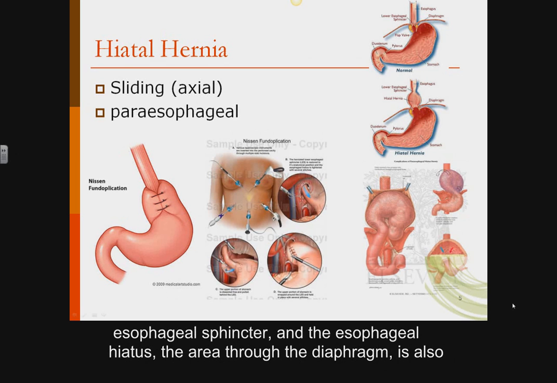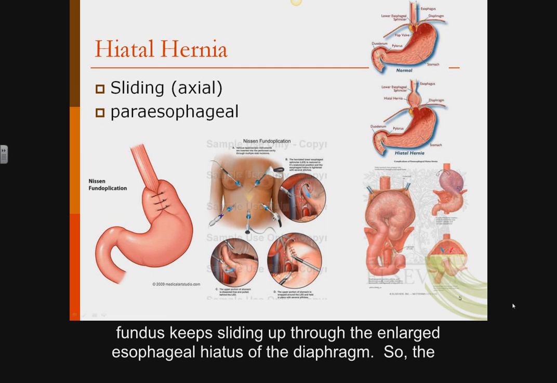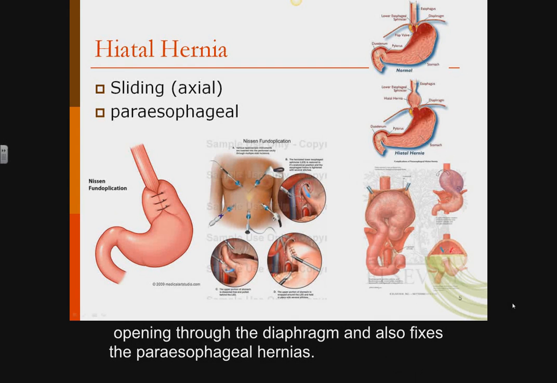esophageal hiatus, the area through the diaphragm, is also narrowed down by sutures to prevent or treat a concurrent hiatal hernia in which the fundus keeps sliding up through the enlarged esophageal hiatus of the diaphragm. So the Nissen fundoplication procedure alleviates a sliding hiatus hernia by closing off the opening through the diaphragm, and also fixes the paraesophageal hernias.